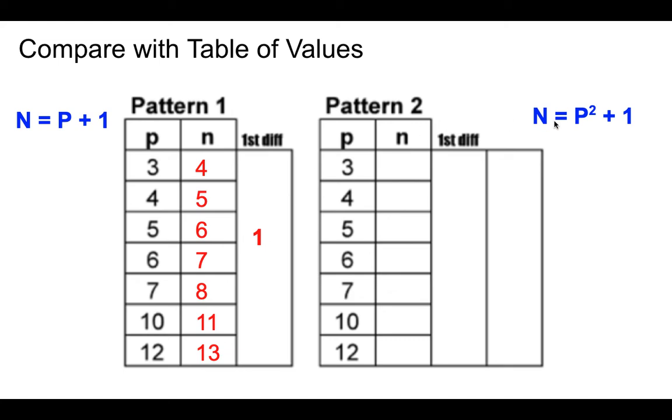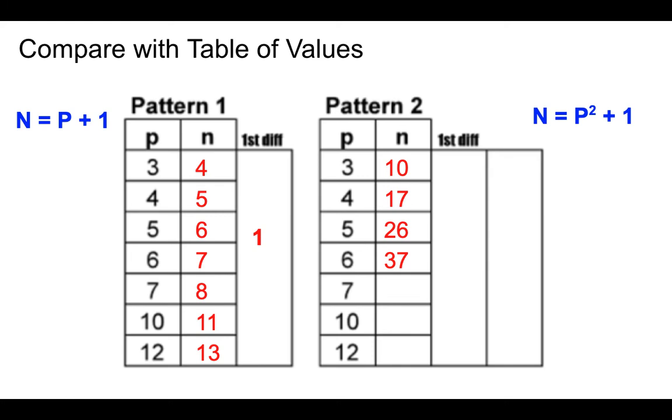Now let's look at pattern 2. n equals p squared plus 1. So p this time is 3 again, but this time we have to square it. So 3 squared is 3 times 3, which is 9. 9 plus 1 is 10. 4 squared is 16, plus 1 is 17. 5 squared is 25, plus 1, 26. 6 squared is 36, plus 1, 37.